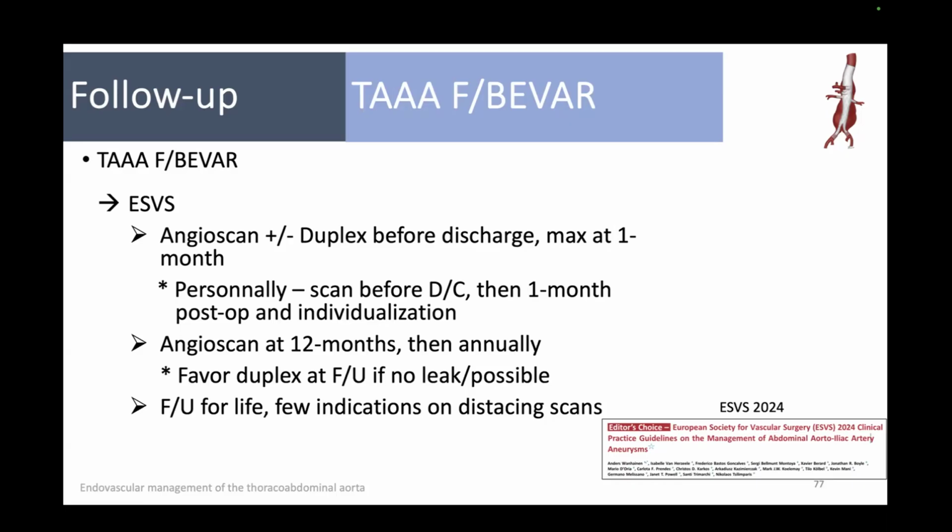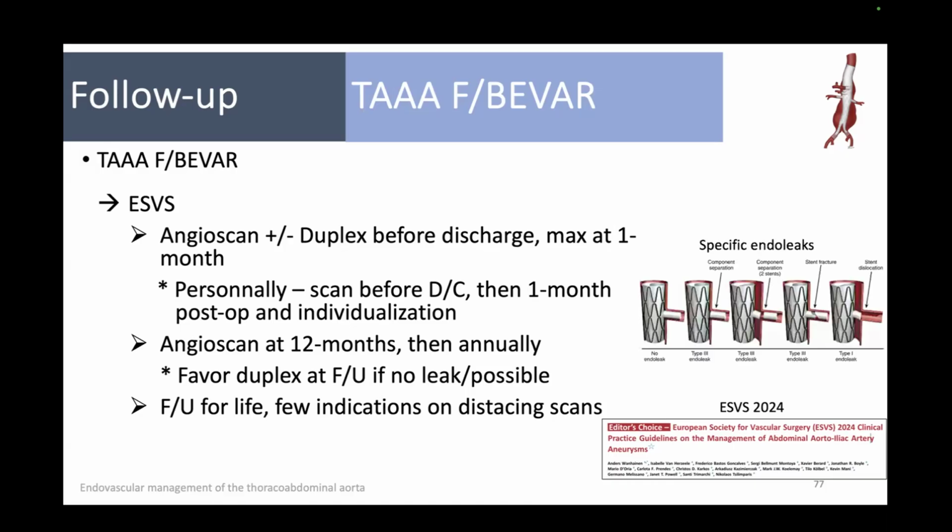And then you do a scan at 12 months and annually if there's nothing moving. Favor duplex if you can at follow-up and if you have a center that has a good radiologist doing them. You have to follow these patients for life, and there are very few indications of distancing scans more than once annually because sometimes the leak can happen at 5 years out of nowhere. You have to know your specific endoleaks.